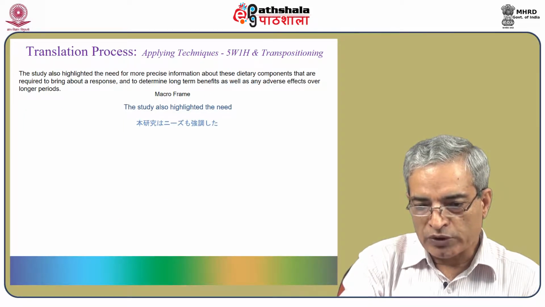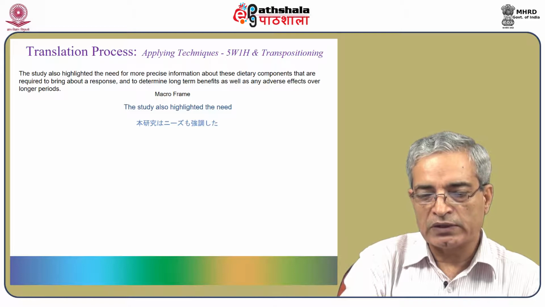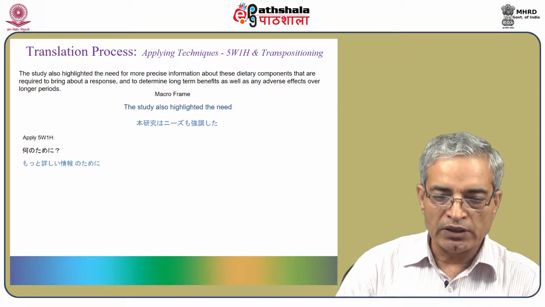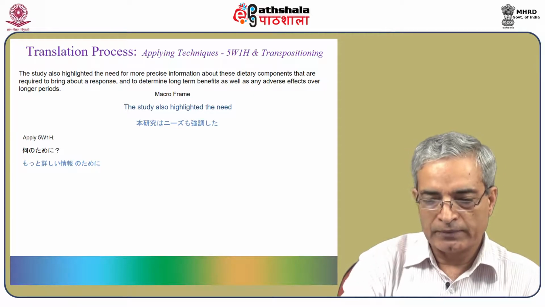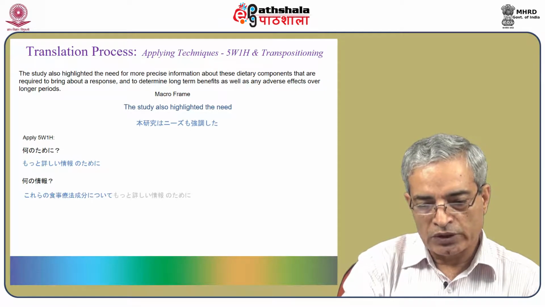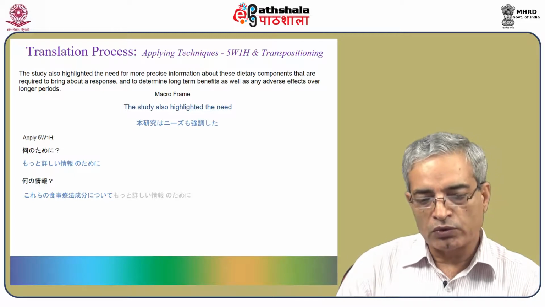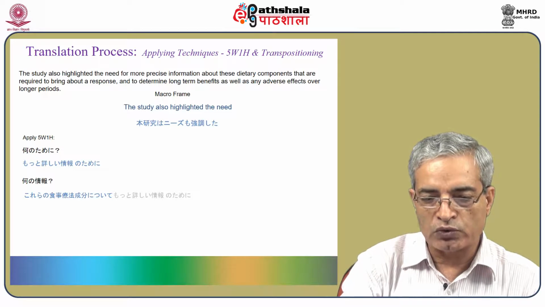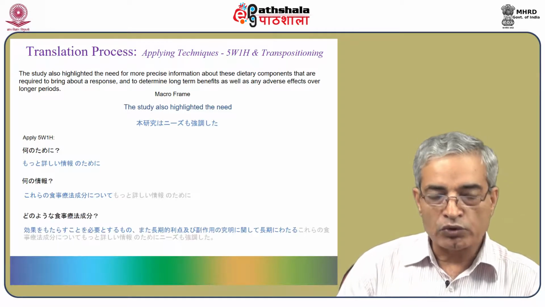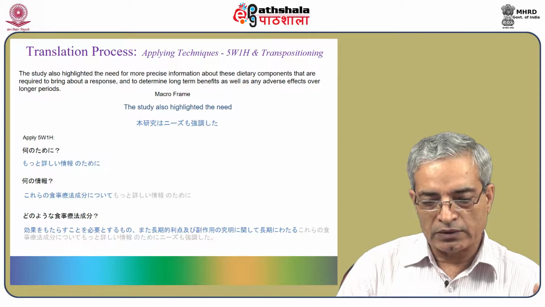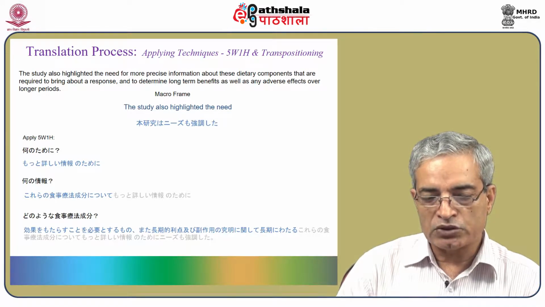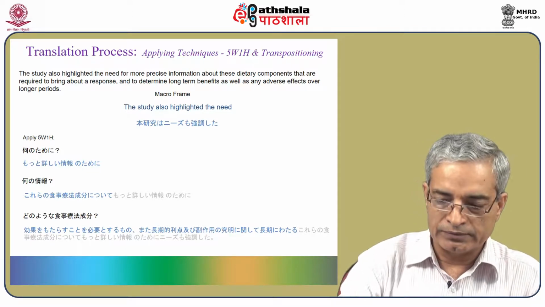If we try to put them together now, macroframe was hon kenkyū wa nizumo kyocho and apply 5W1H, nan no tameni motto kuwashi joho no tameni, nan no joho or donna joho korera no shokuji ryoho seibun ni suite, and the rest is continuation, that is motto kuwashi joho no tameni, and dono yona shokuji ryoho seibun koka o motorasu koto hitsuyo to suru mono mata chokiteki riten oyobi fukusayo no kyume ni kanshite choki ni wataru.